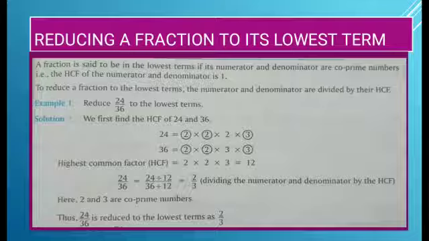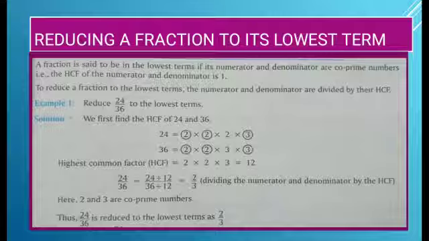Example: reduce 24 upon 36 to the lowest terms. Solution. We first find the HCF of 24 and 36. The common factors of 24 and 36 are 2 multiplied by 2 and 3. The highest common factor is 2 into 2 into 3, which is equal to 12. When 24 and 36 are both divided by 12, we get 2 upon 3.